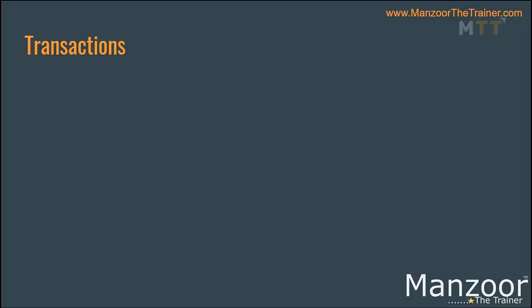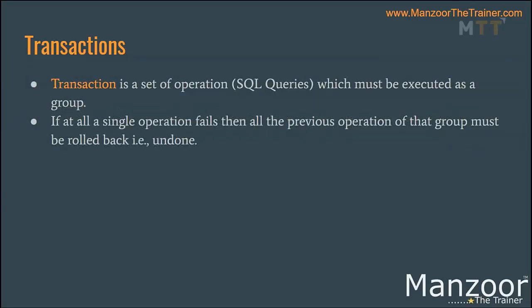Once we go for programming, even there we'll try to understand how to implement transaction. But I'm not going to explain what is transaction again. Let us see. Transaction is a set of operations which must be executed as a group. If at all a single operation fails, then all the previous operations of that group must be rolled back, that is undone. This definition is what I have defined in my simple terms. If you want the textbook definition, you can Google, you will get a lot of definitions, ACID and all those things. Let us not worry much about that; let us try to implement things in the simplified way, what we do in real time.